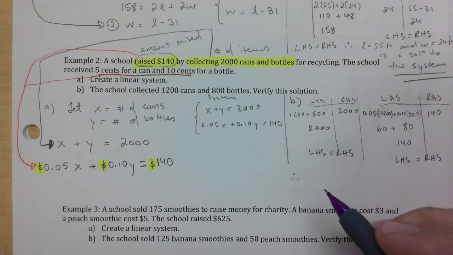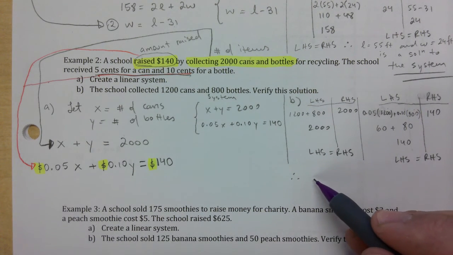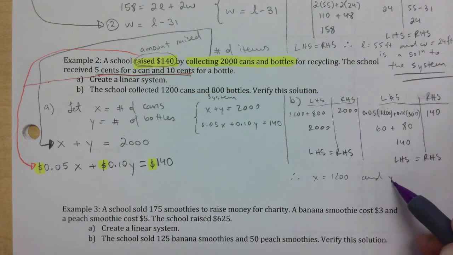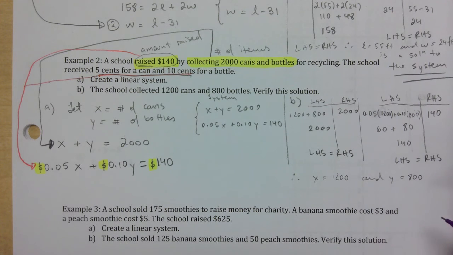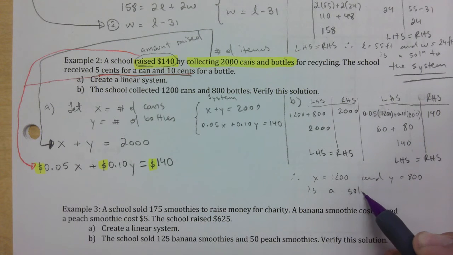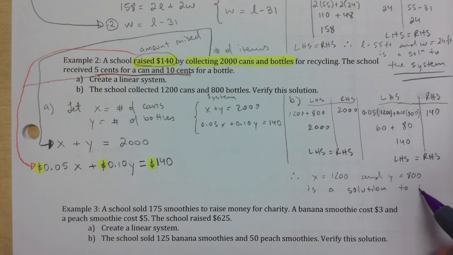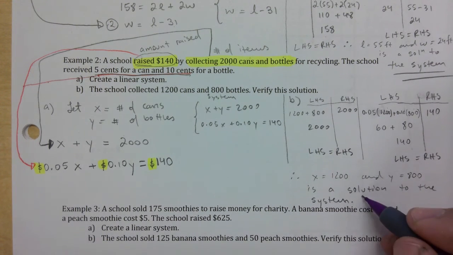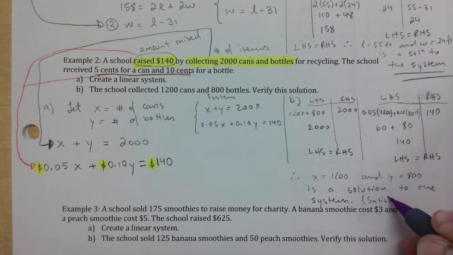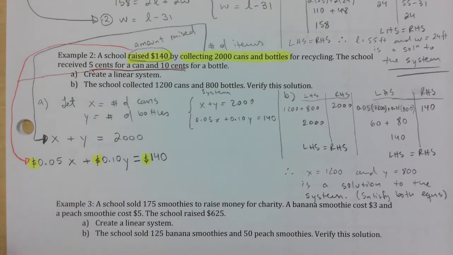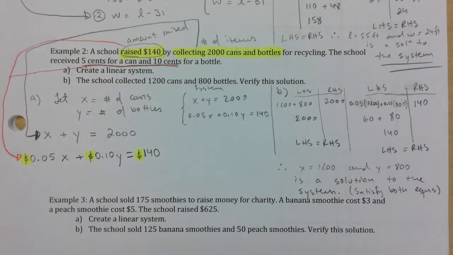Therefore, x equaling 1200 and y equaling 800 is a solution to the system. They satisfy both equations. Sorry about the mess there.